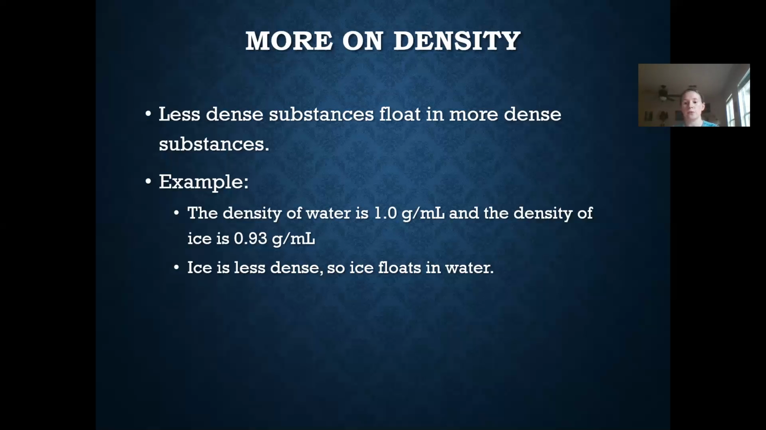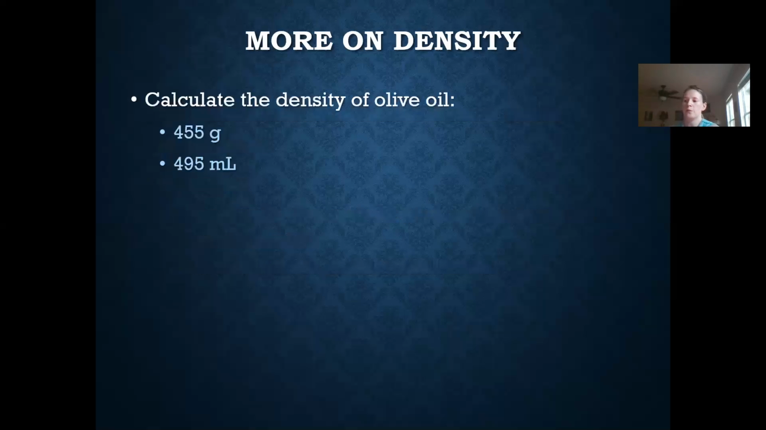This is the sort of thing a fellow ought to know. You might have a test question asking you whether a certain substance will float in something else. So let's practice this concept a little bit before we close out this chapter. We're going to calculate the density of olive oil. So we'll say we measured the mass of 495 milliliters of olive oil and found it to be 455 grams.